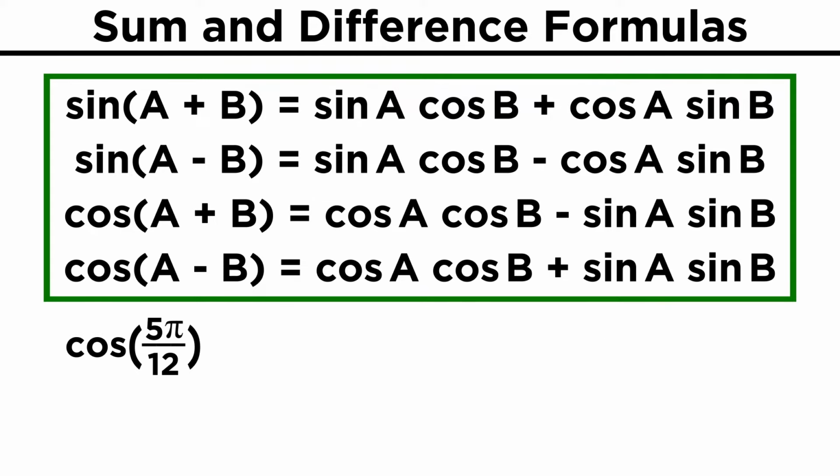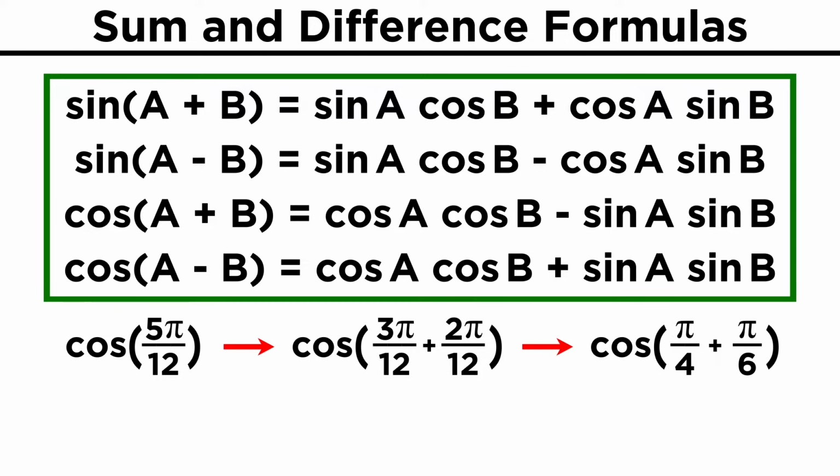For example, let's say we want to find the exact value for cosine of 5/12 pi. This is not part of the unit circle, but if we split it up into 3/12 pi and 2/12 pi, which reduce to 1/4 pi and 1/6 pi, these are indeed angles for which we know precise sine and cosine values. So let's take this formula here and use 1/4 pi for alpha and 1/6 pi for beta.